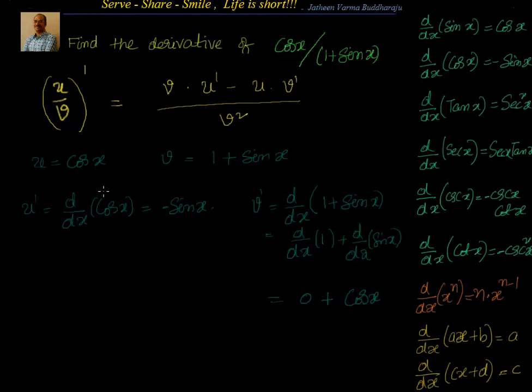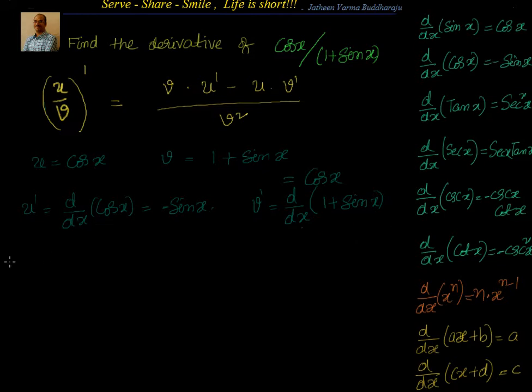So what we understood till now is, we have been given a function cos x by 1 plus sin x. We have been asked to find out the derivative of that. So it's in the form of u by v, so we are applying the quotient rule, not the product rule, by which we know that u by v whole dash is v square in the denominator, and in the numerator we have v into u dash minus u into v dash. So let's continue with that, taking u, v, u dash, v dash and substituting in the formula.